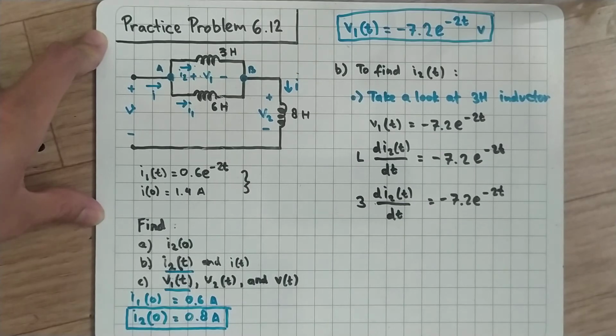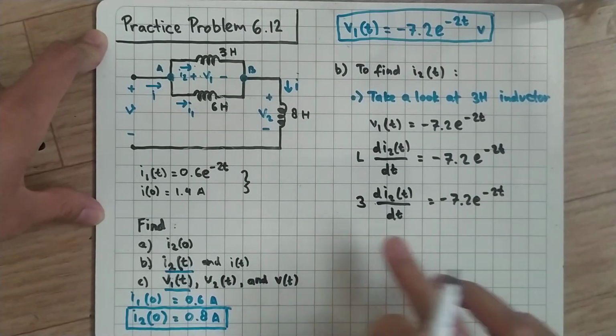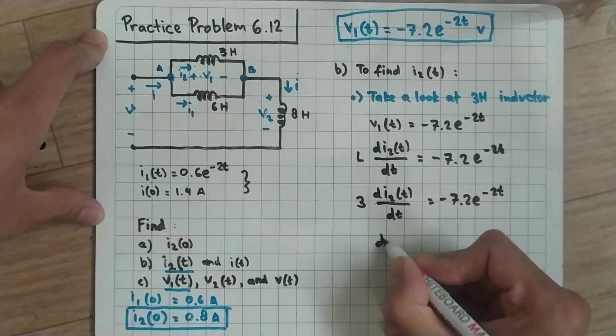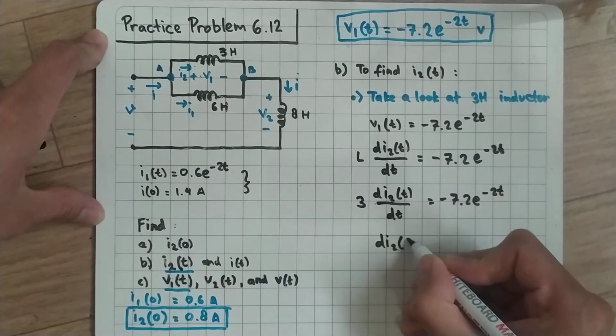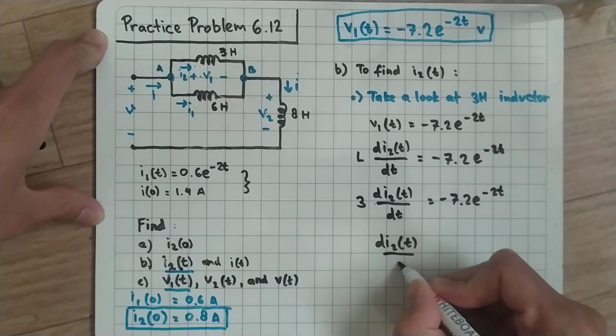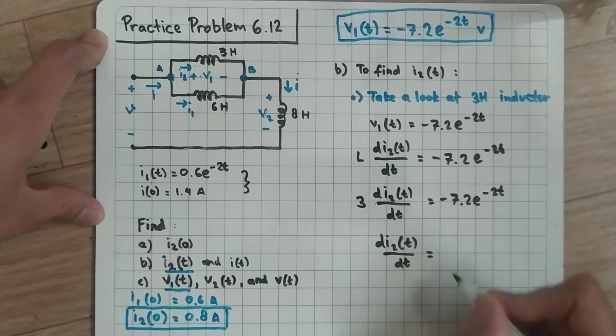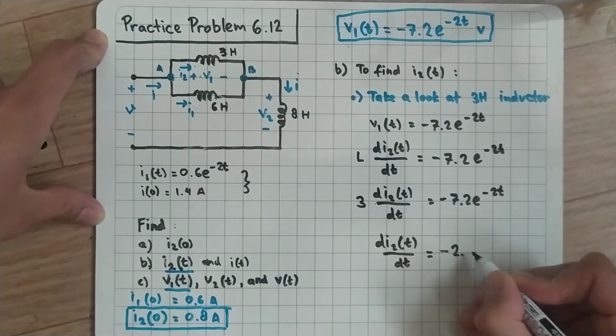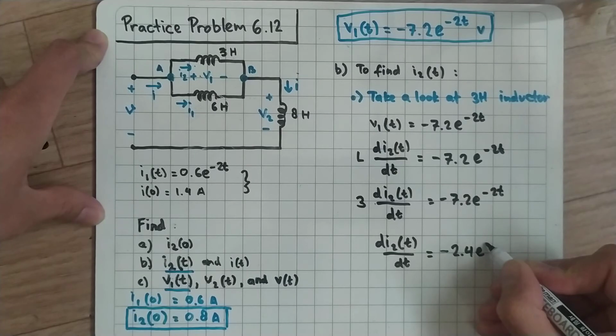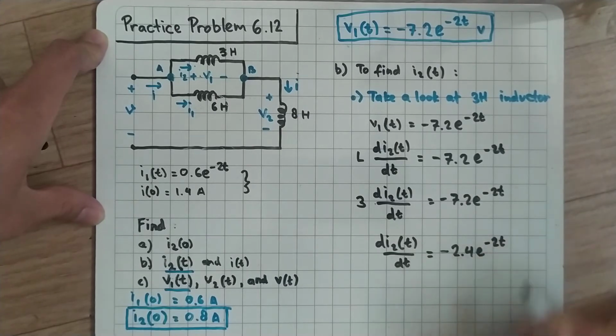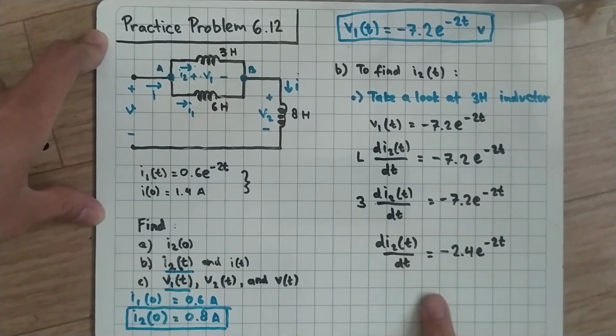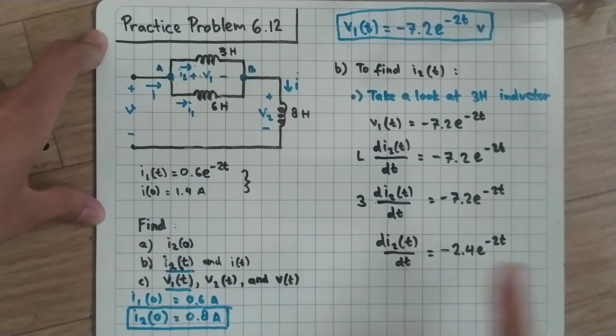Okay, so far so good. So now we just need to divide this. So I will have di2t over dt is equal to minus 2.4 e to the minus 2t. Okay, to find this one, we need to integrate both sides.